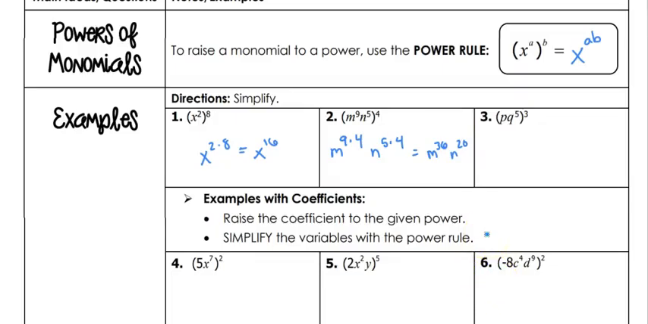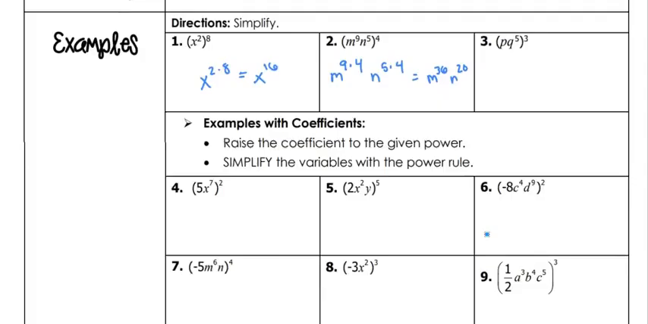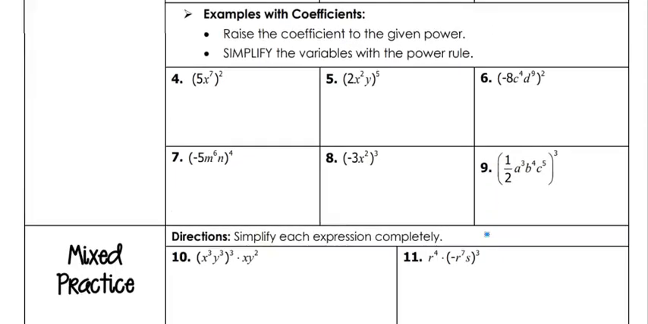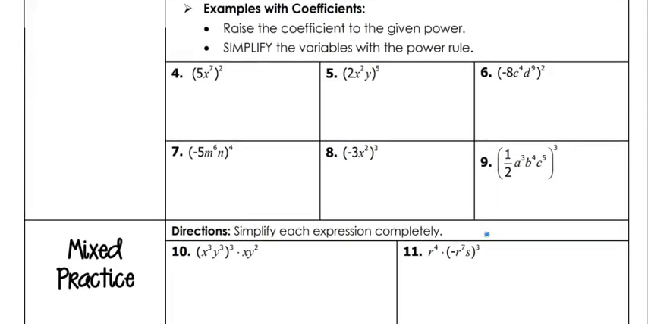Okay, then when we throw coefficients in there, the coefficients get raised to that power just like normal, and then we multiply the exponents. So I want you to think of this as like two separate problems. So we have 5 squared, and then we also have x to the 7th squared. All right, so 5 squared is 25. x to the 7th squared is x to the 14th, because 7 times 2 is 14.